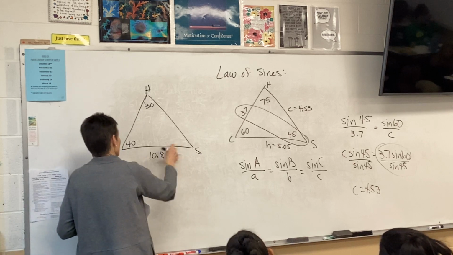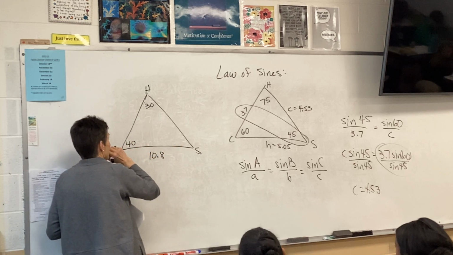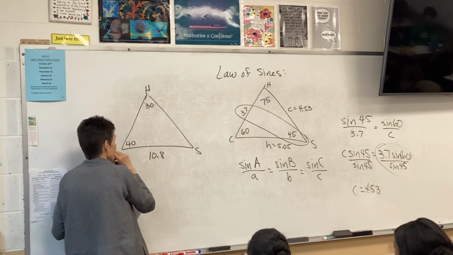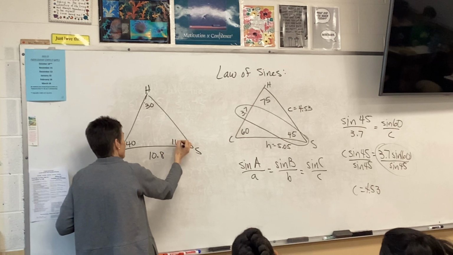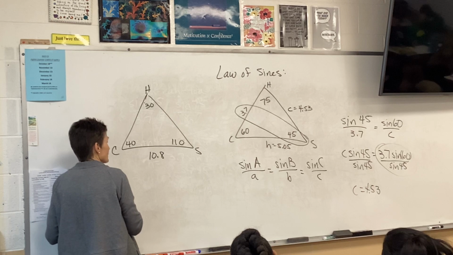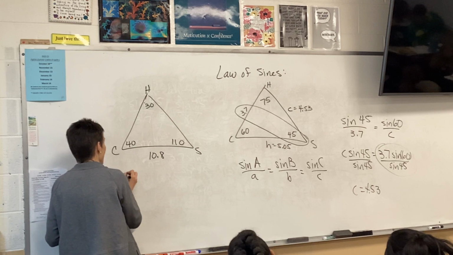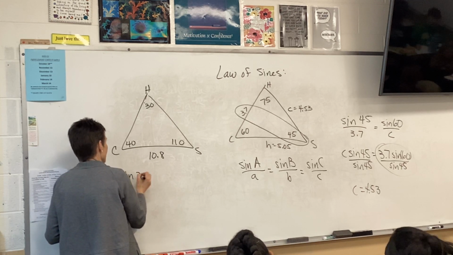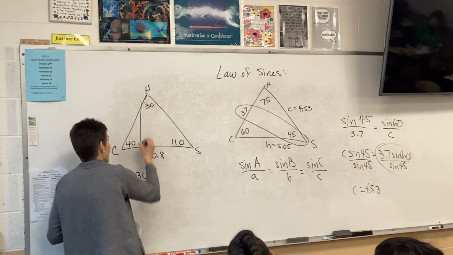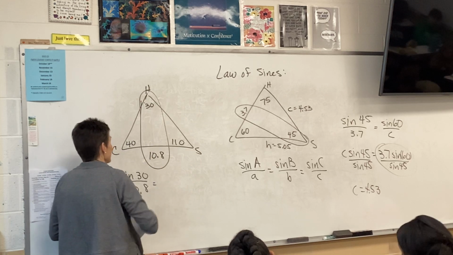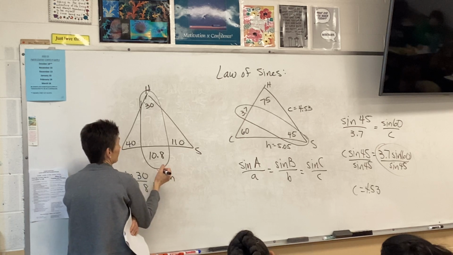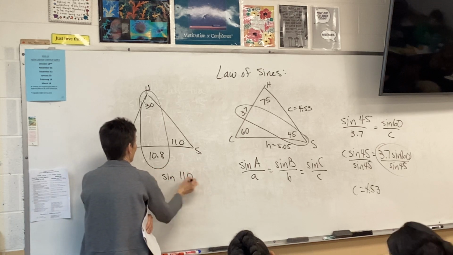Okay, do I know angle S? Well, I do. Angle S will be 110. All right, so set up my law of sines. What's it gonna say? Sine 30 over 10.8. Absolutely, that's how we're starting with the pair. And what do you want to set it equal to? Sine 110 over S.